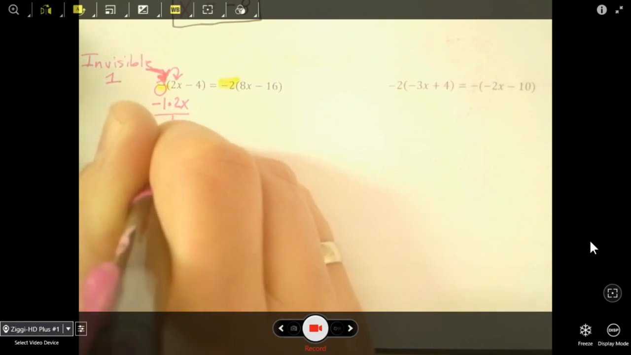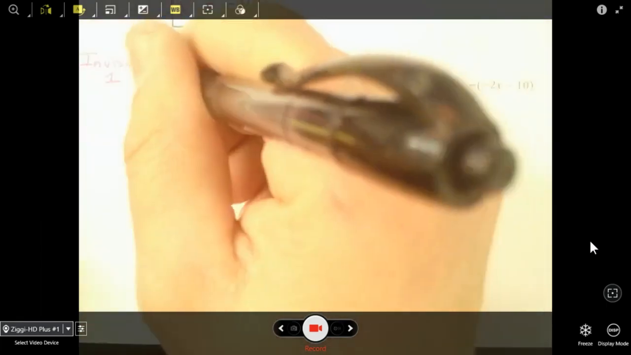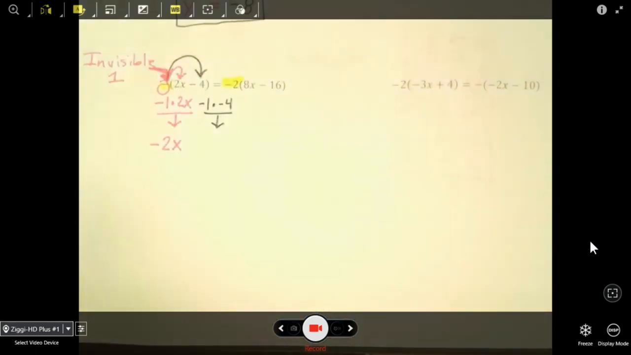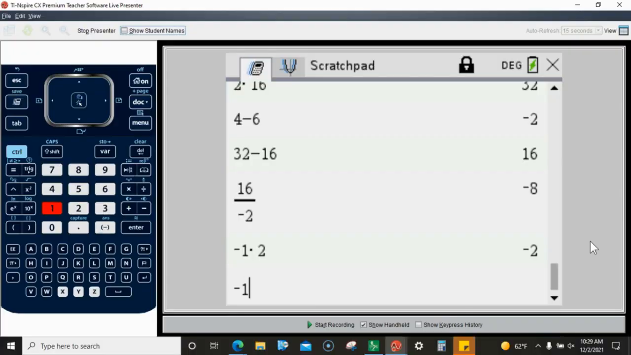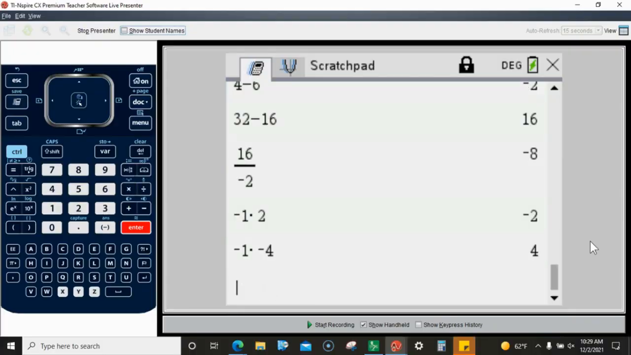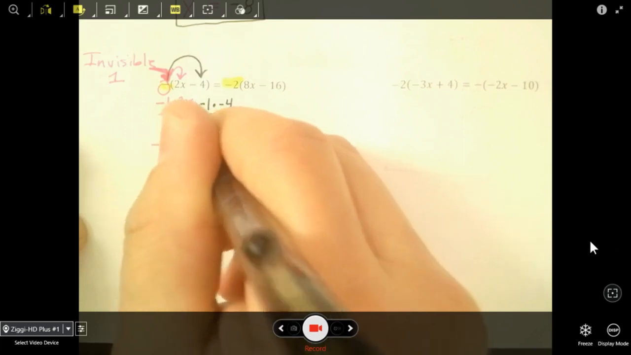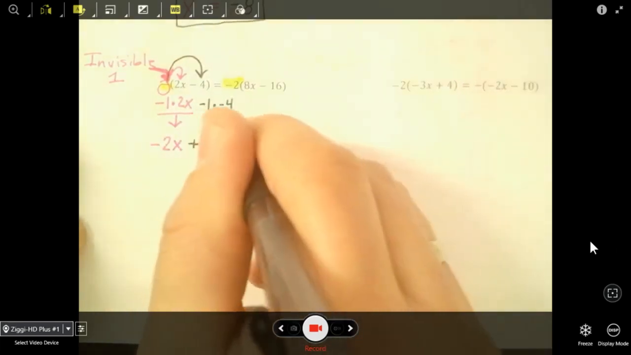So I end up with -2x. Now I'm going to take that -1 and multiply it to -4. So -1 times -4. Let's put that in our calculator. -1 times -4 gives me a +4. So I'm going to write +4, then I'm going to write my equal sign.